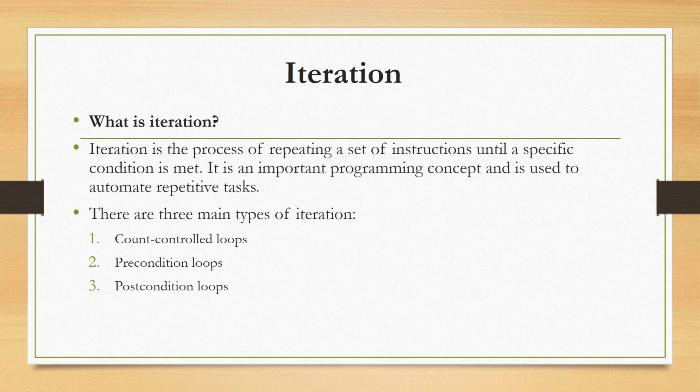Next concept is iteration. Iteration is basically the process of repeating a set of instructions until a specific condition is met. It is an important programming concept and is used to automate repetitive tasks. There are types of iteration. Usually these iterations are called loops in computer science. So there are three types of loops: count controlled loop, precondition loop, and postcondition loop.